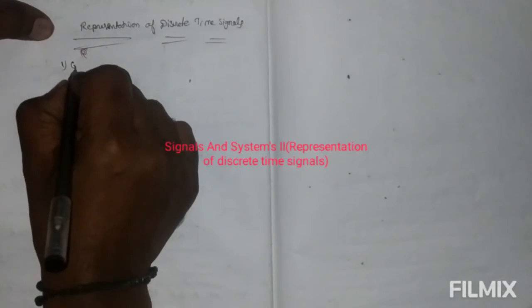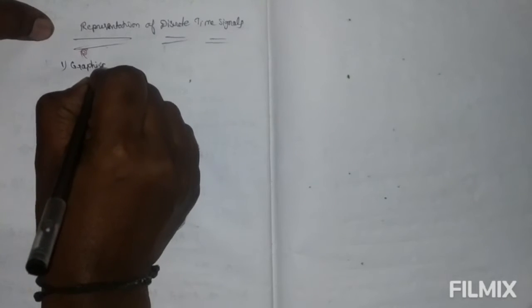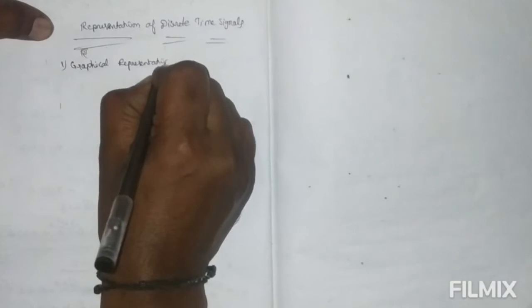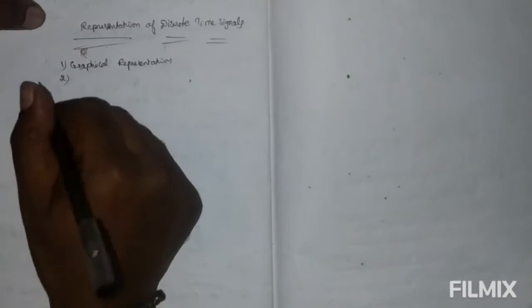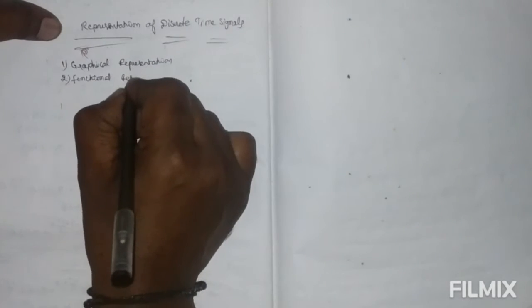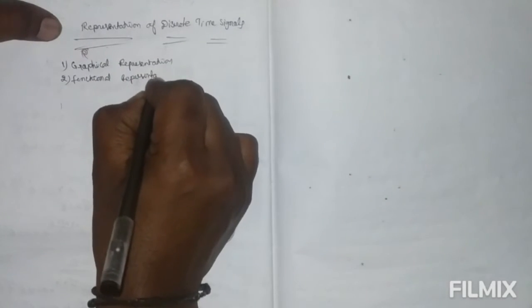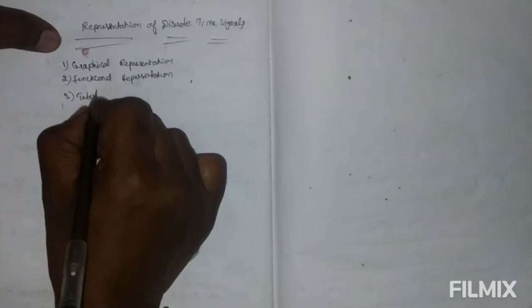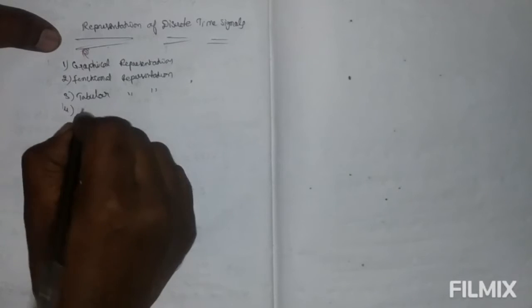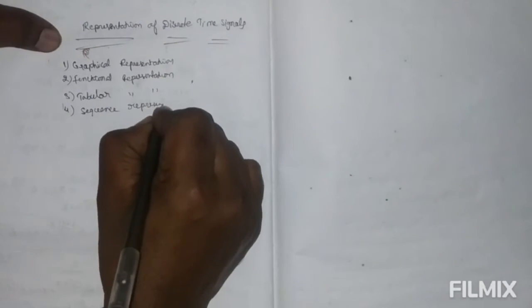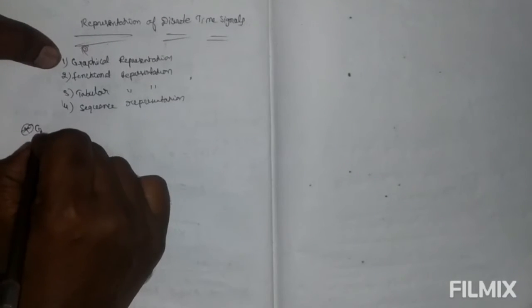Representation of discrete time signals. First one is graphical representation. Second one is functional representation. Third one is tabular representation. Fourth one is sequence representation.